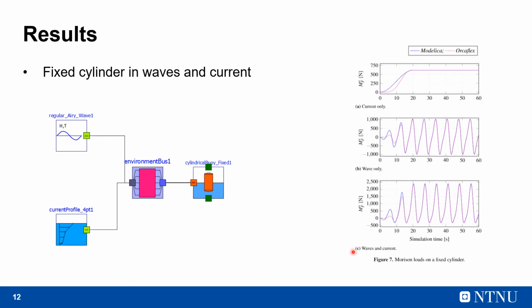In the third case, we consider the effect of both waves and current. So in this case, we have specified a current profile and we have specified a wave height, and both are slowly ramped up. We see that in this case, the presence of a positive current offsets the mean Morison force to a positive value, and the effect of the wave is to cause this Morison force to oscillate about this mean positive value.